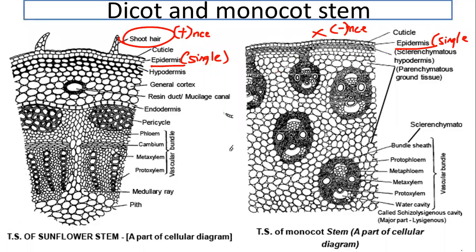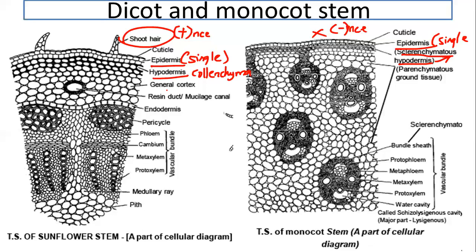Next, the hypodermis, which is present below the epidermis region. In dicot, the hypodermis is made up of collenchyma tissue, whereas here it is made up of sclerenchymatous tissue. Remember this. You can make it very simple: collenchyma means flexibility, sclerenchyma means mechanical strength as well as rigidity.